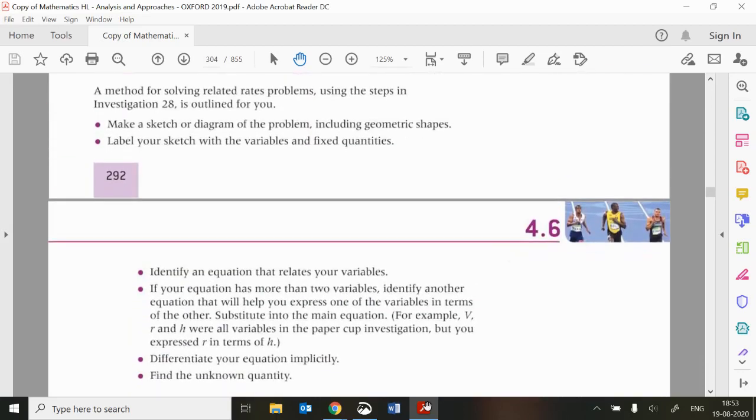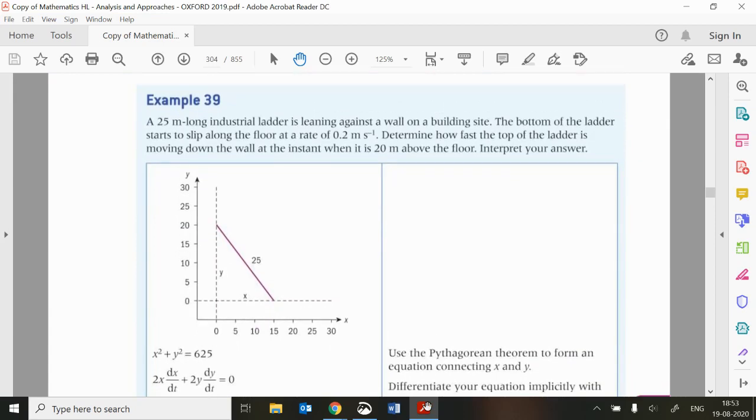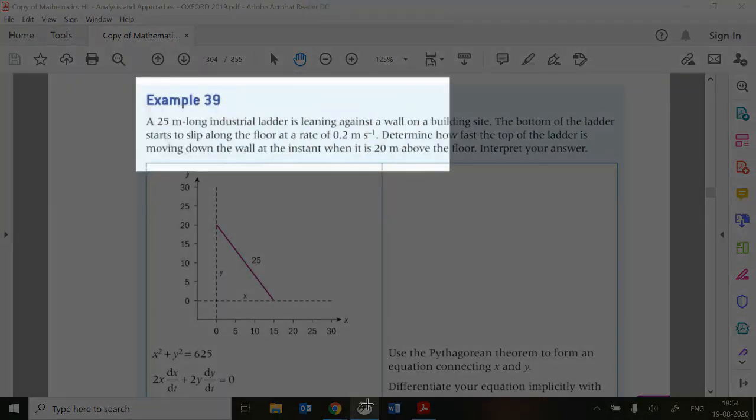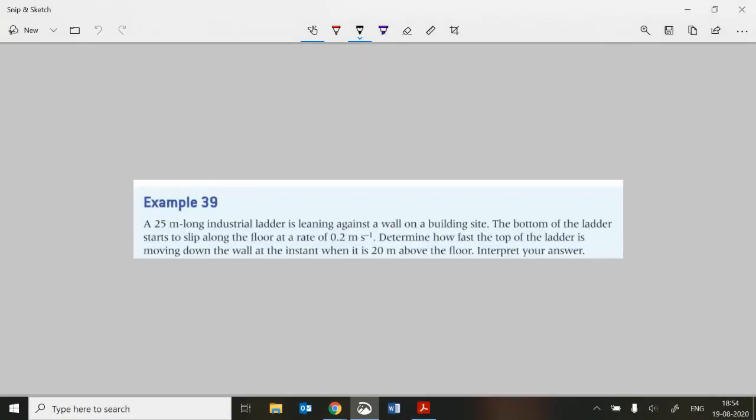But let's look at example 39. There's some sort of hints there. I think I've talked enough now. Let's go on to example 39 and deal with this one. So it looks like it's using Pythagoras there. This one says a 25-meter long industrial ladder is leaning against a wall on a building site. So we're getting something like this thing here.